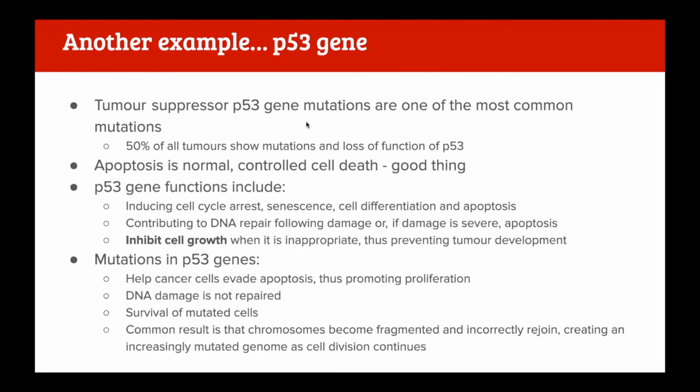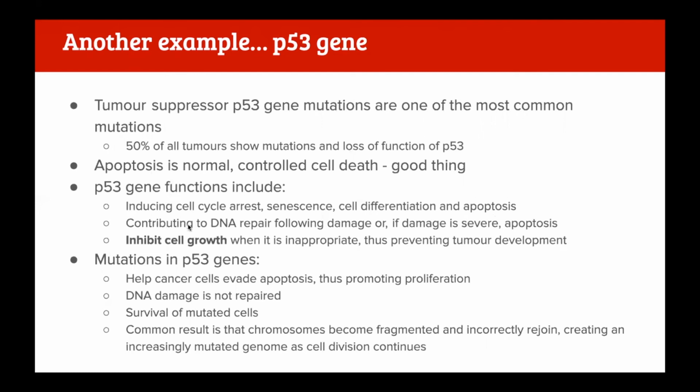Another example of tumour suppressor genes in cancer development is the tumour suppressor p53 gene. So mutations in the p53 genes are one of the most common mutations. So 50% of all tumours will show mutations and loss of function of p53. So let's take a step back. In biology, we learned about apoptosis, which is a normal controlled process that regulates cell death, and it's a good thing. You generally want apoptosis to occur. Now, p53 gene functions include inducing cell cycle arrest, senescence, cell differentiation, and apoptosis.